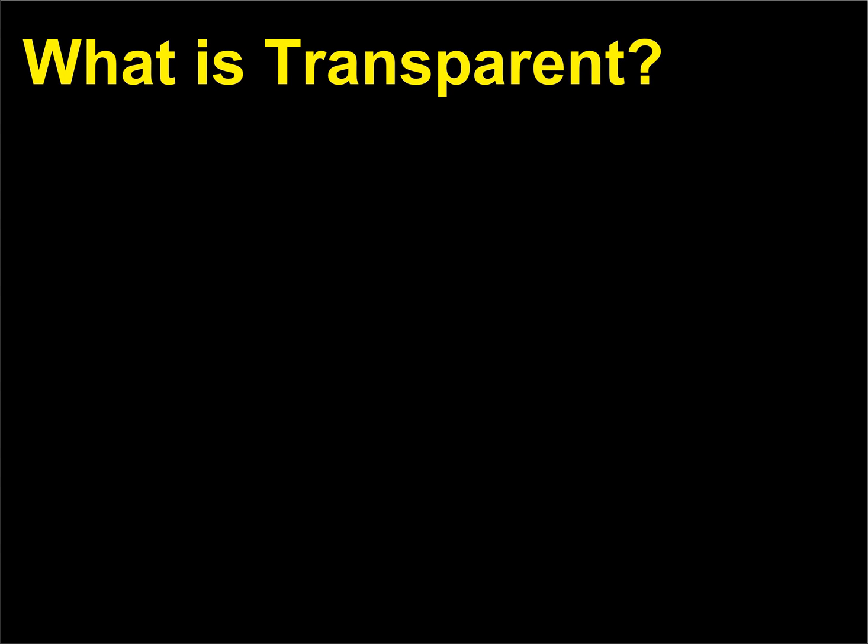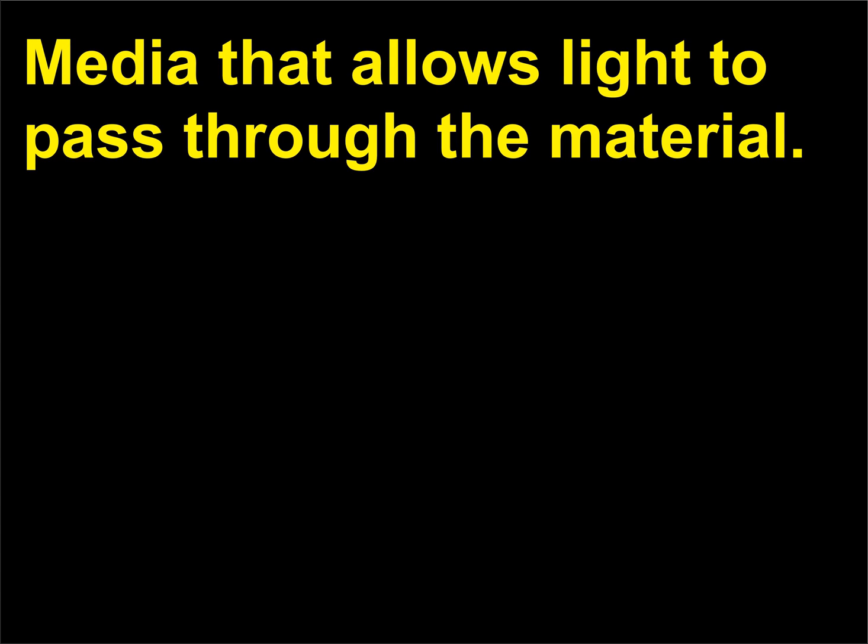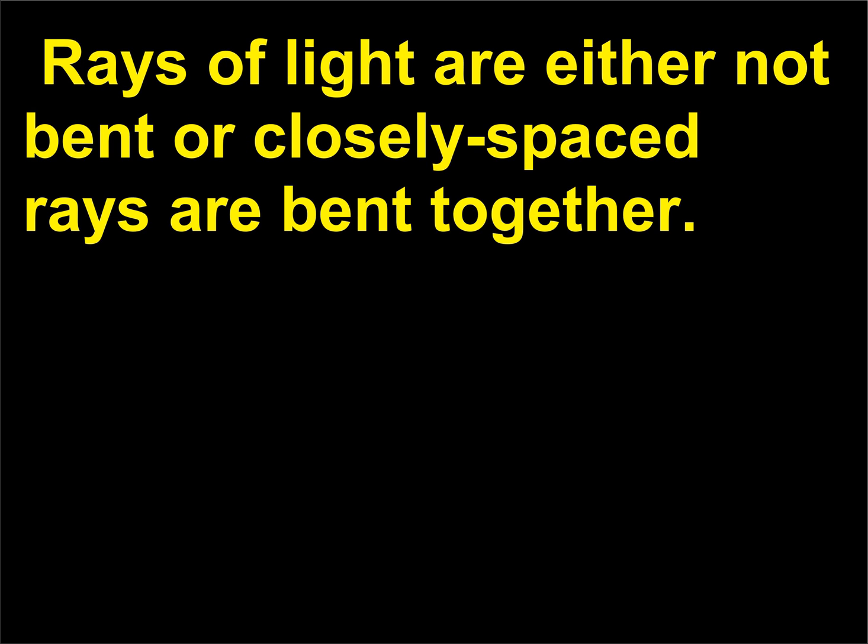What is transparent? Media that allows light to pass through the material. Rays of light are either not bent, or closely spaced rays are bent together.